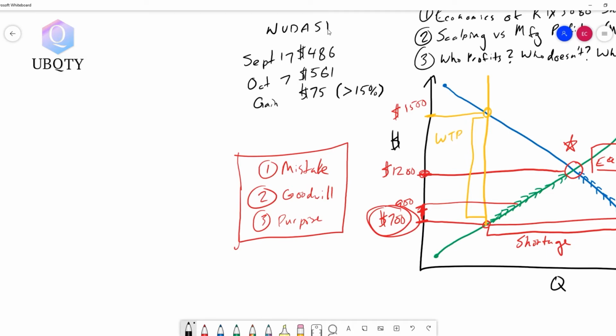And this is the Nvidia stock. At the same time, the S&P 500 gained roughly 2% over a month. 3 weeks, right? Over the past 3 weeks, Nvidia gained over 15%, and the S&P 500 gained about 2%.